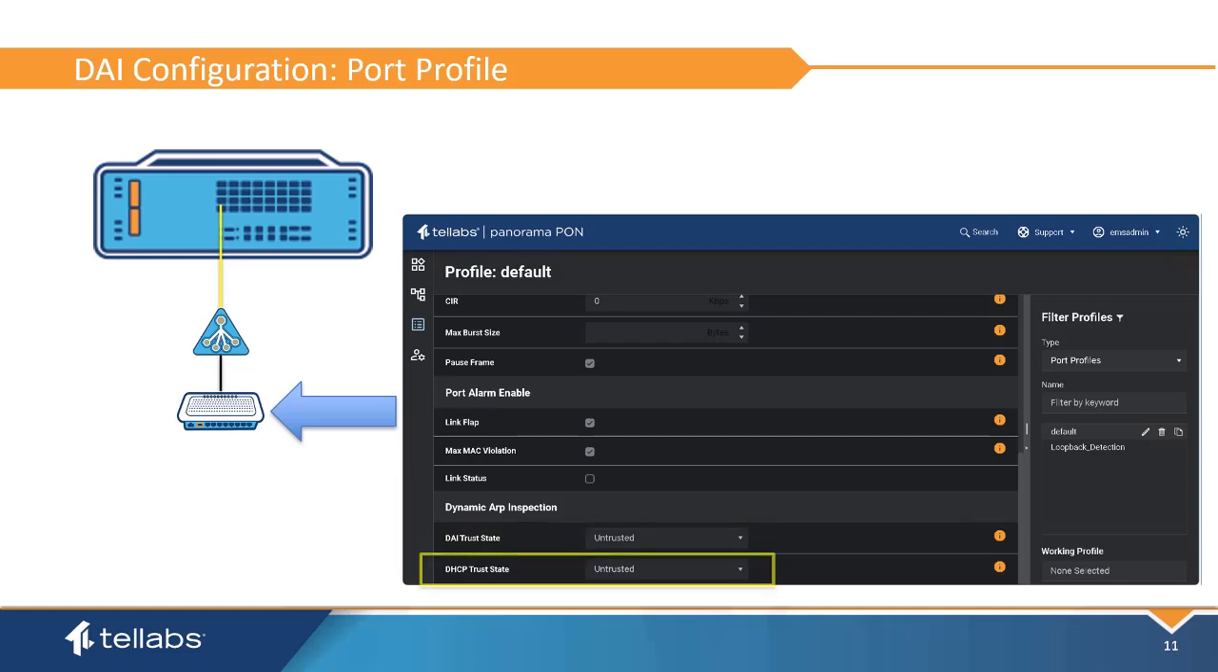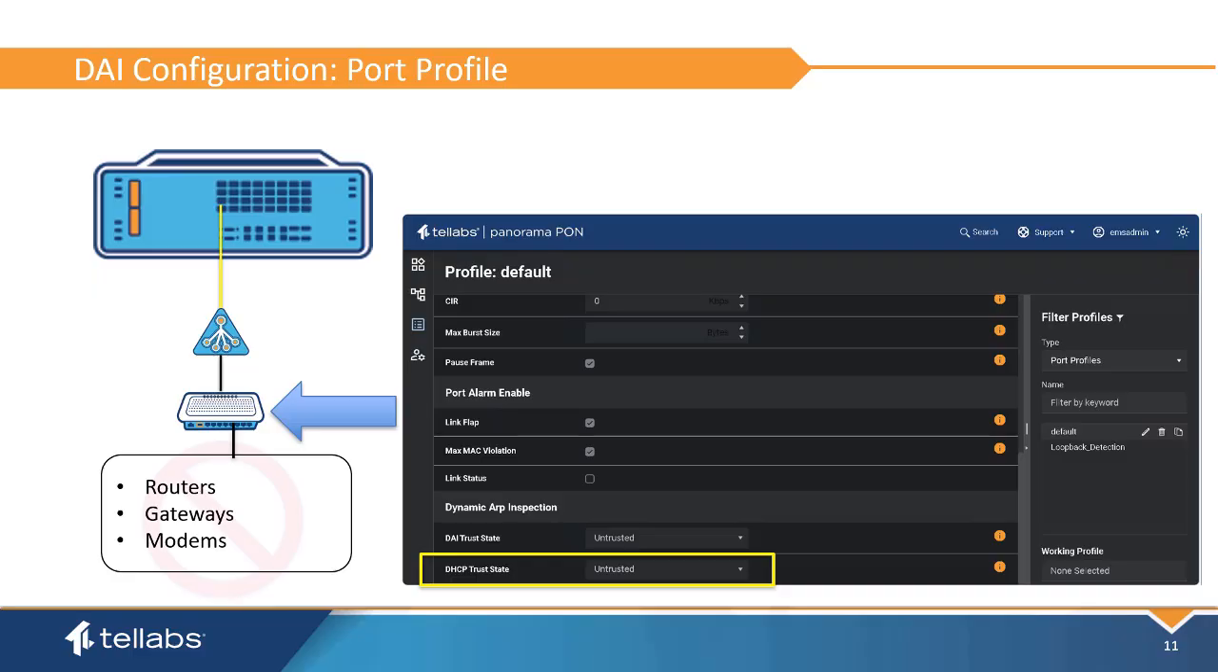Devices with the DHCP trust status set to untrusted are restricted to transmitting only DHCP client messages. This configuration prevents unauthorized devices such as routers, gateways, or modems with enabled DHCP server functionality from disrupting network operations. Conversely, devices configured with a DHCP trust status set to trusted are permitted to transmit DHCP server messages. By default, the DHCP trust status is set to untrusted.